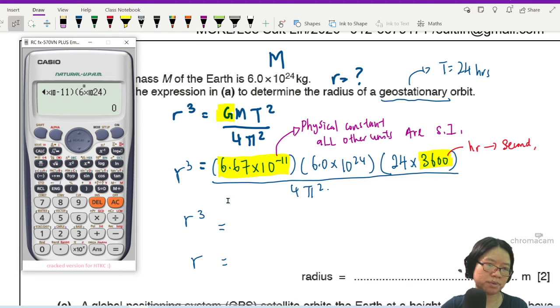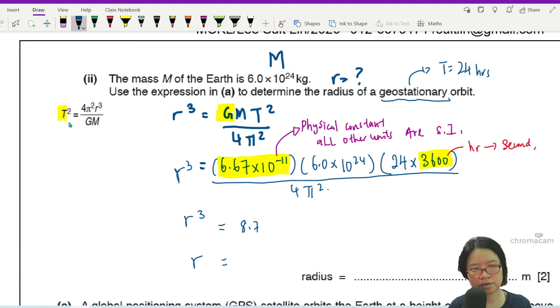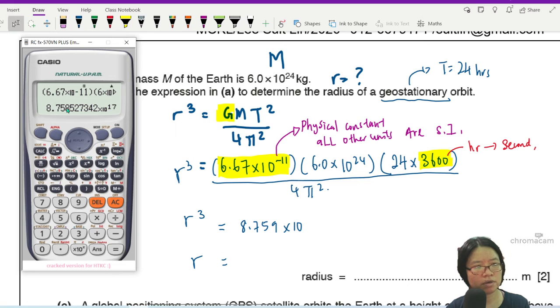Okay, anyway, where were we? This one. Okay, and then multiply by 24 times 3600. Okay, divided by 4, divided by pi squared. All right, so I'll press equal. So this is r to the power 3, 8.759 times 10 to the power of 17.